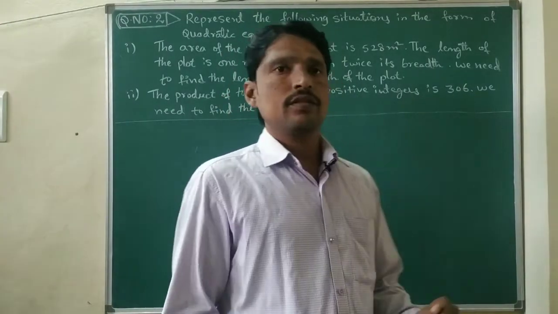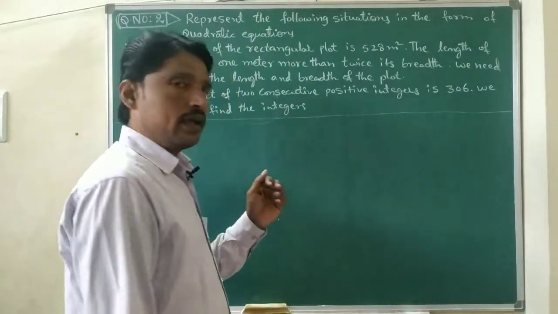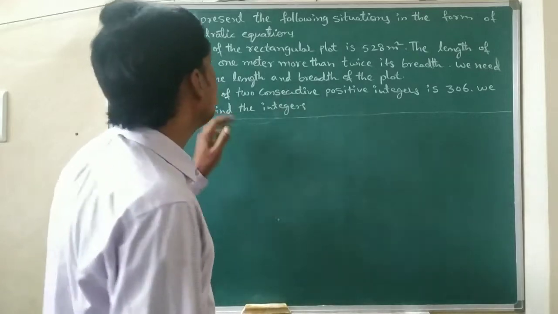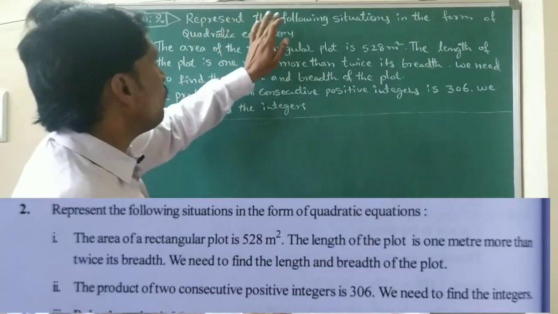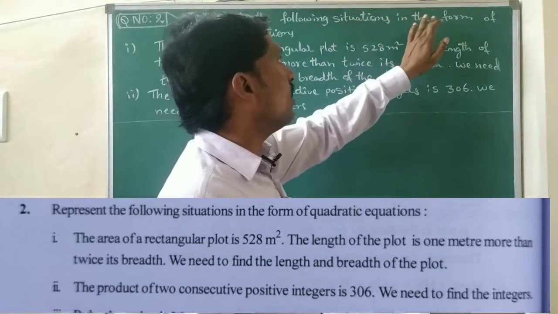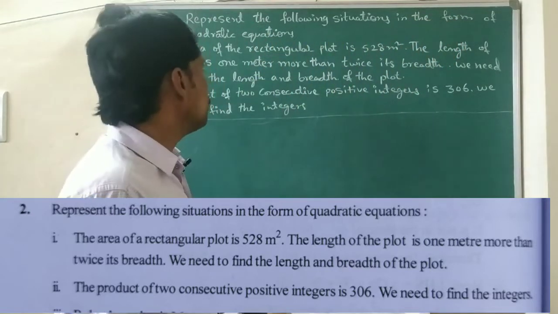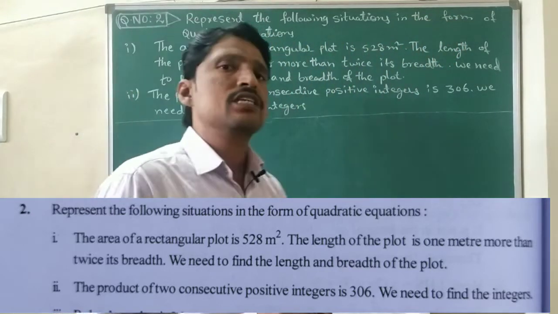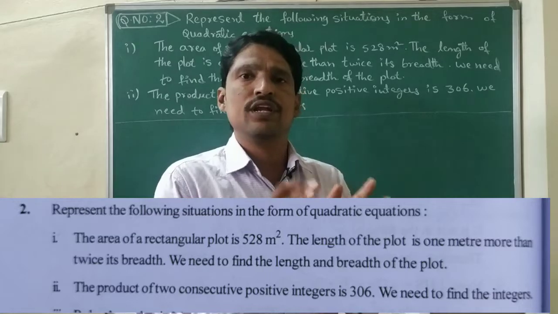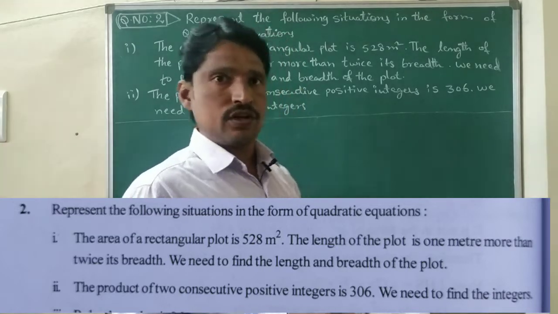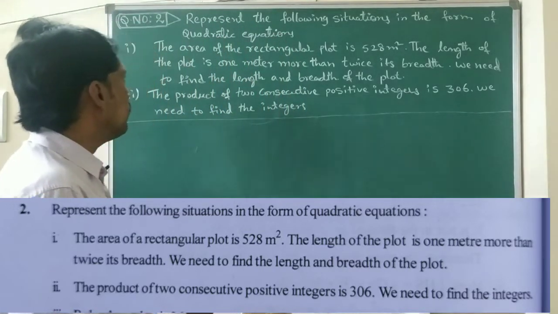Question number 2. It is the second question of exercise 5.1. Represent the following situations in the form of quadratic equations. So we need to write just the quadratic equation. We need to form the quadratic equations. So the situations are given. First question.